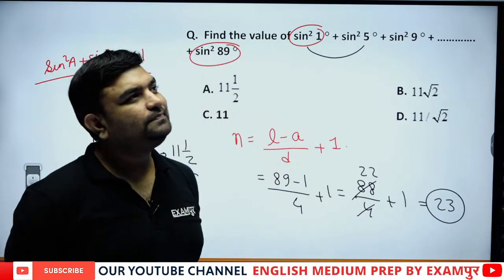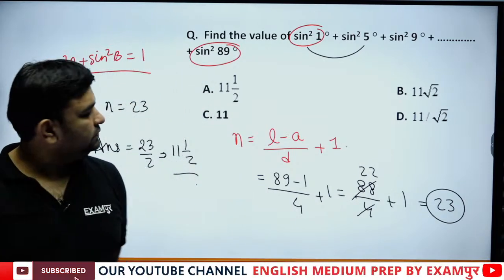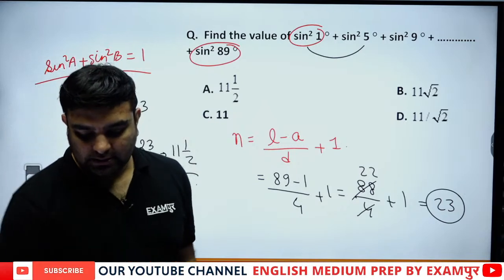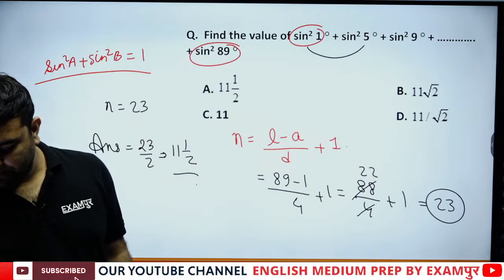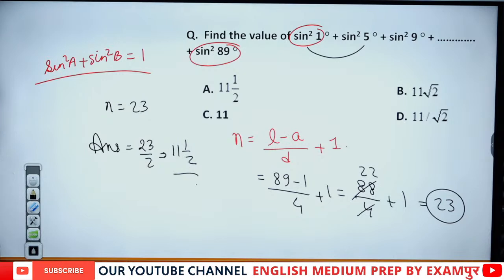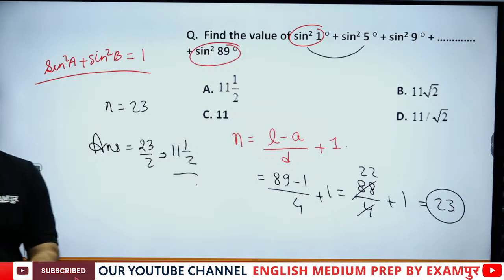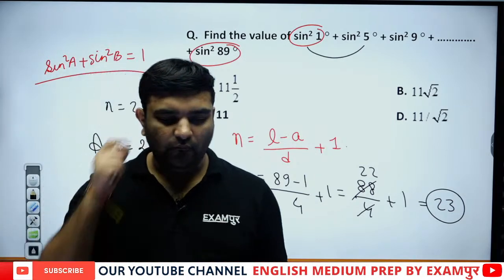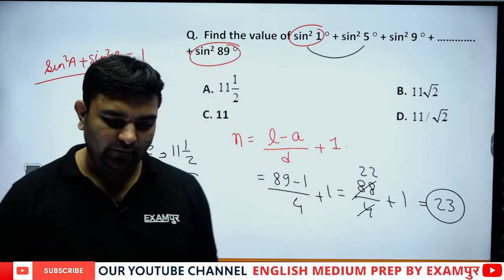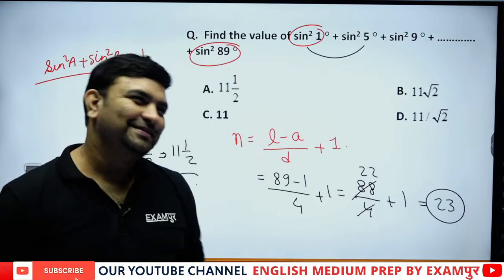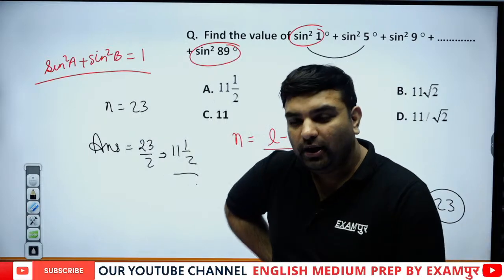Since two terms form 1, so 23 terms will form 23 by 2, that is 11 and a half. Okay. Any doubt, guys? I am still holding on.